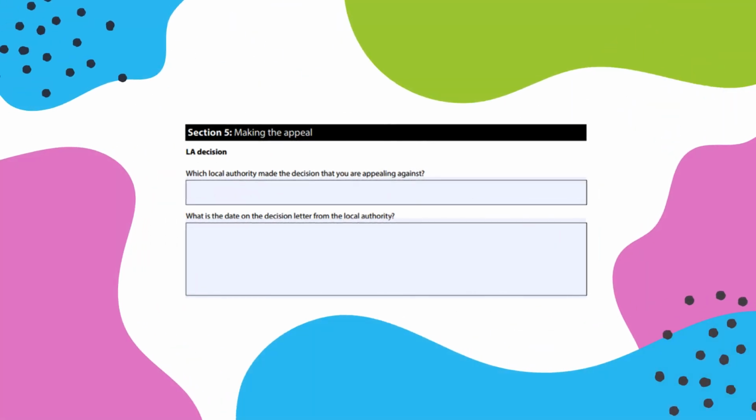Section 5 asks for the details of the local authority the parent, carer, or young person is appealing against. This would be Norfolk County Council. It then asks for the date of the decision letter. This is the letter that gives the parent, carer, or young person the right to appeal, for example following an annual review, the letter that informs the parent, carer, or young person that the EHCP is being maintained.